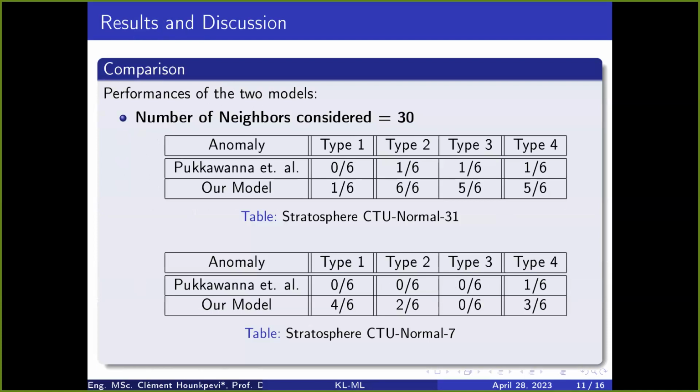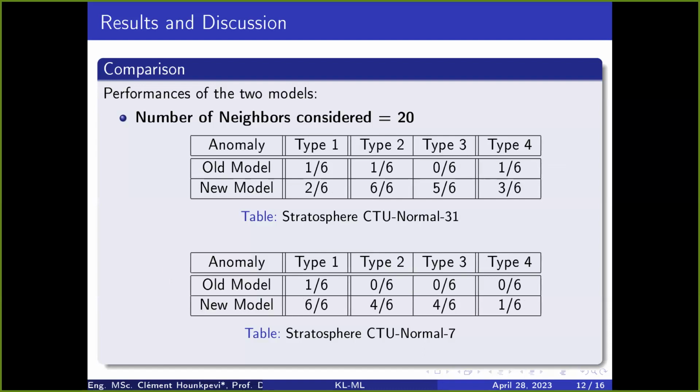On the first data set, we can see that our model performs well. On the second data set, we see that for 3 of them, our model performed better than their model. But for type 3, neither our model nor their model performs really well. Then we changed the number of neighbors to 20, and here are the results. We can see that our model still performs better than their model.